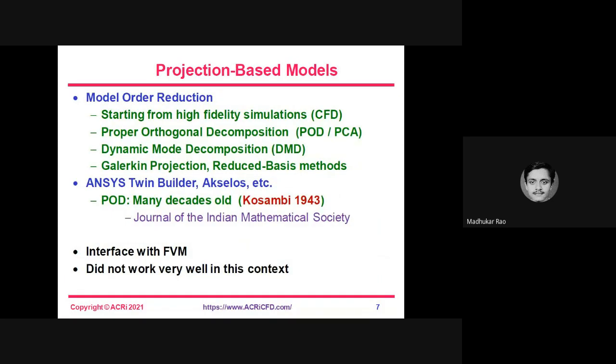I did a few high fidelity simulations of single tubes, two-phase flow, free surface flow in a single tube with a lot of cells. And then I tried proper orthogonal decomposition and also DMD, dynamic mode decomposition. I did not try the last one, Galerkin projection, or reduced basis methods. I tried only DMD.